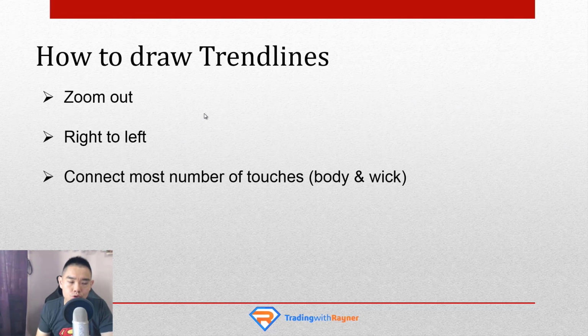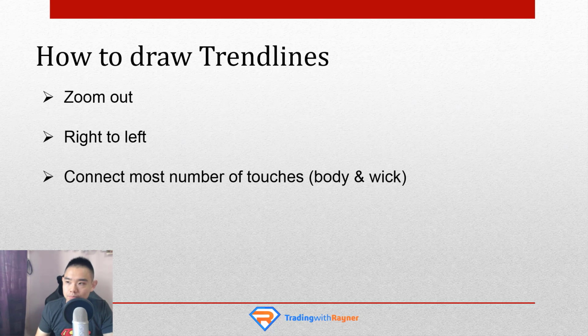Okay, how do you draw trend lines? First thing, you want to zoom out your charts. You want to see the big picture in the grand scheme of things. Number two, for me, I find that drawing your trend lines from right to left is easier compared to drawing from left to right. There is no right or wrong to this, but I find that if you draw from right to left, it's easier for me, and I'll explain why later. And once you've done it, you want to connect the most number of touches that includes both the body and the wick. It doesn't matter whether it's touching the body or the wick. As long as you can get the most number of touches, just do it.